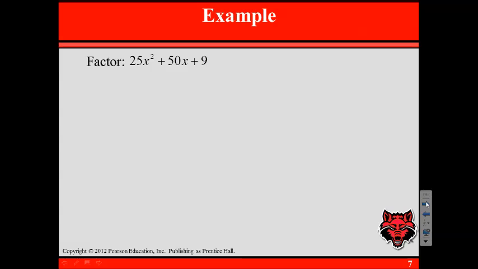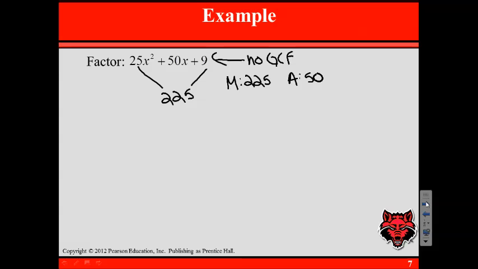Let's try another example, 25x squared plus 50x plus 9. We look for a GCF, we don't find one, so we say no GCF. We then go straight to multiplying the first and last coefficients. 25 times 9 is 225. So we're looking for two numbers that multiply to give us 225, but that add together to give us a positive 50.